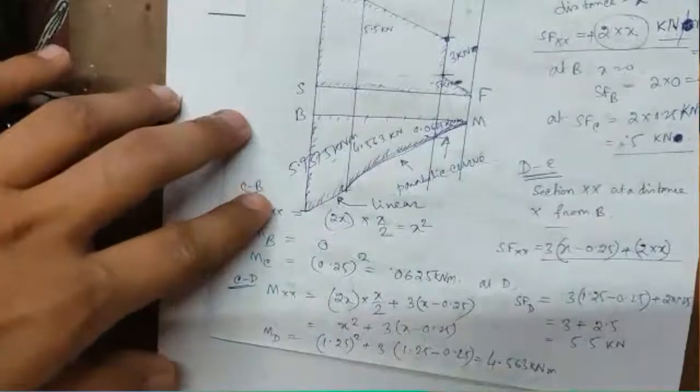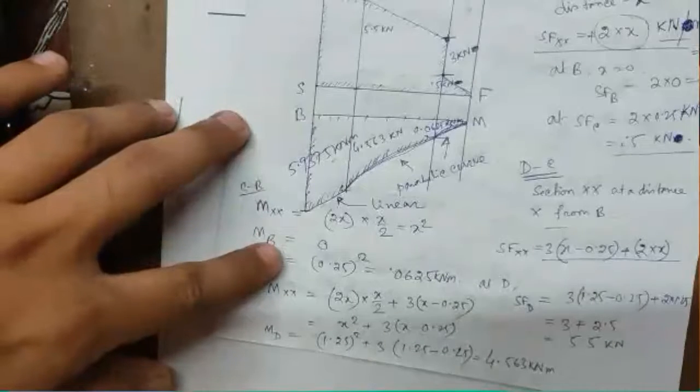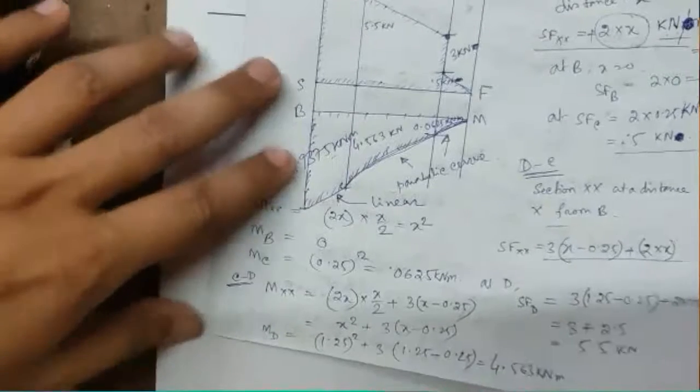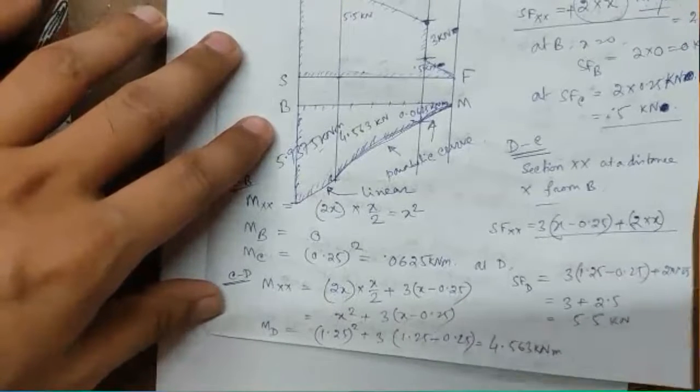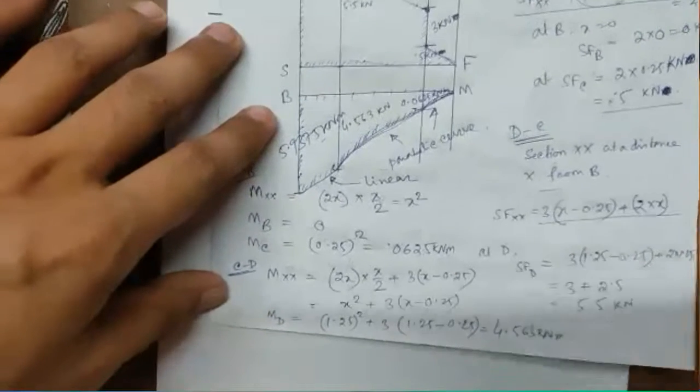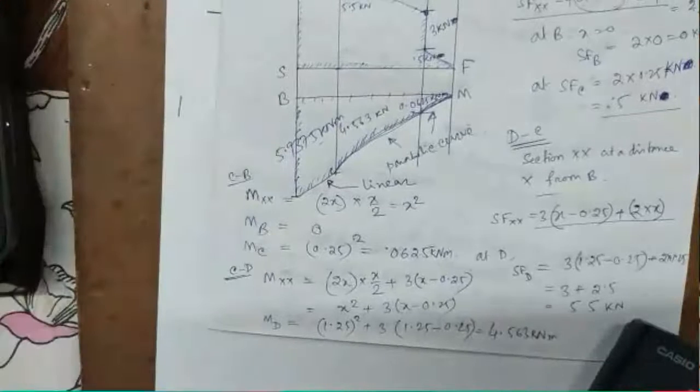Like this. Okay, this is how we have to mark the curve. So is it clear? Any questions?